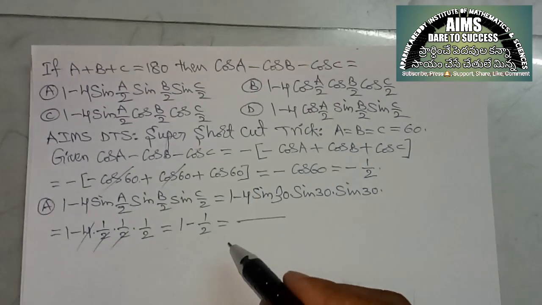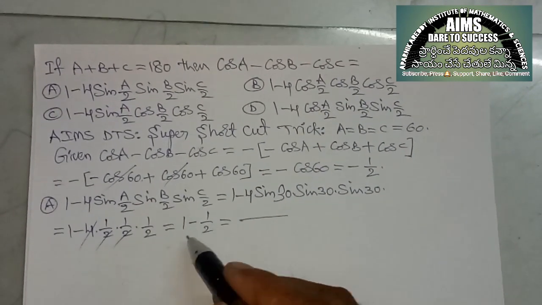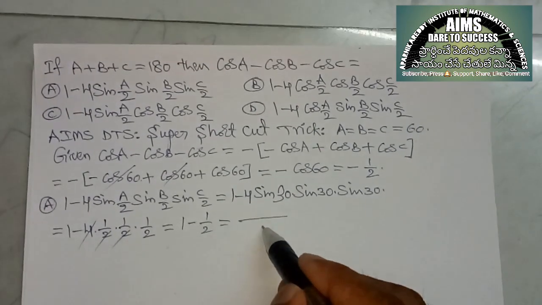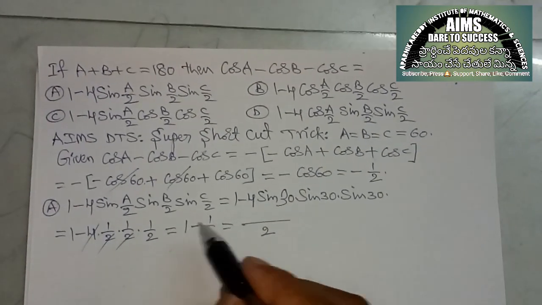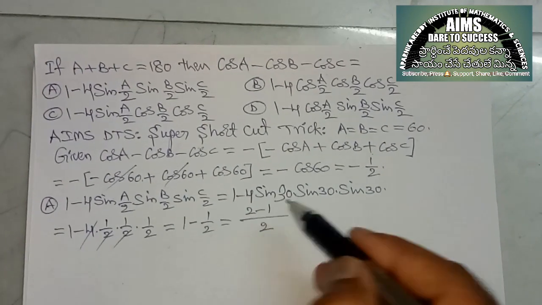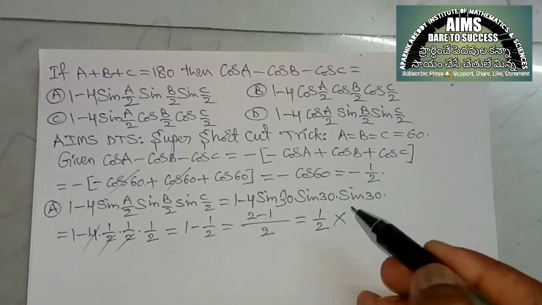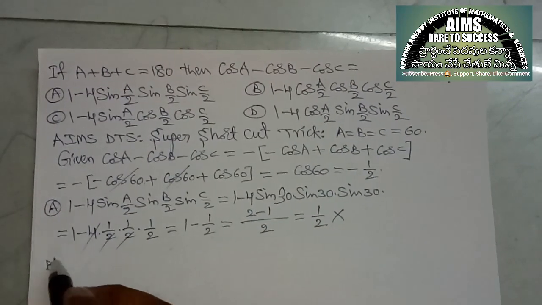Already I told you in previous questions, if you have either minus or plus between any two values, take LCM. So 2 is the LCM. 2 into 1 is 2, minus 1. Big number minus a small number is plus. So 2 minus 1 is 1 by 2. Not matching, so option A is the wrong answer.